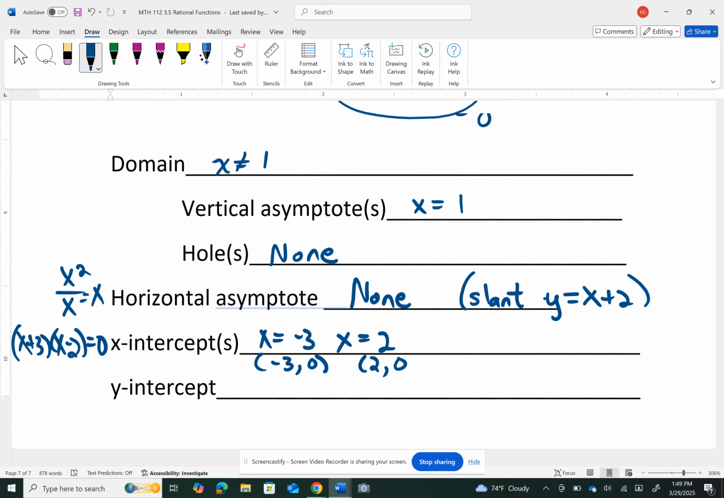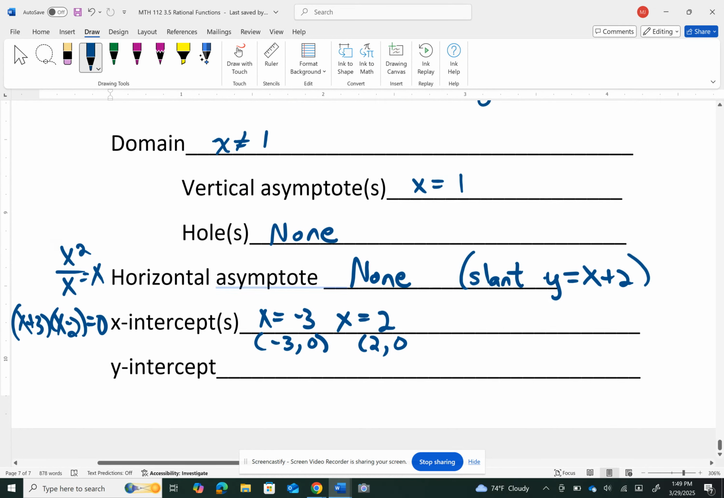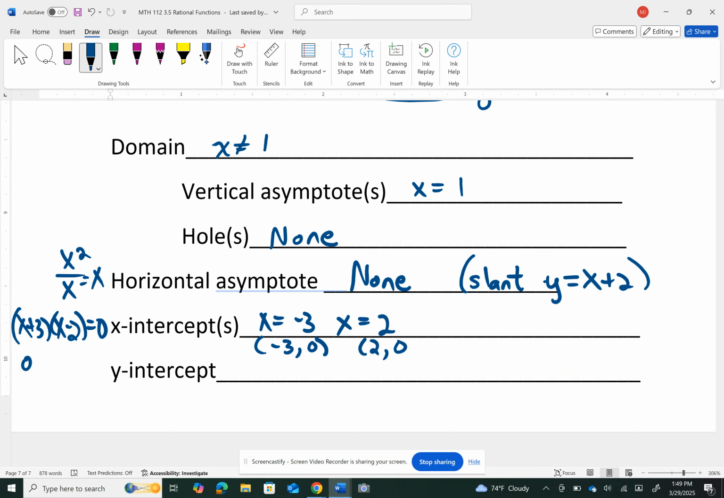And your y-intercept is found by plugging 0 in. So when you plug it in and you do 0 squared plus 0 minus 6 on top, and then on the bottom, 0 minus 1, then you wind up with -6 over -1, which would equal 6. So the y-intercept is going to be at 6, or the ordered pair 0, 6.